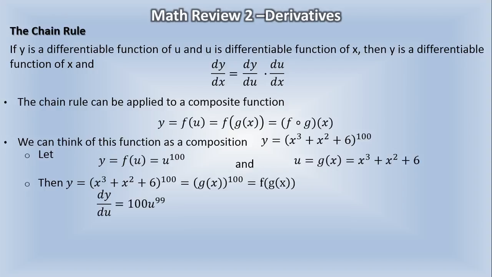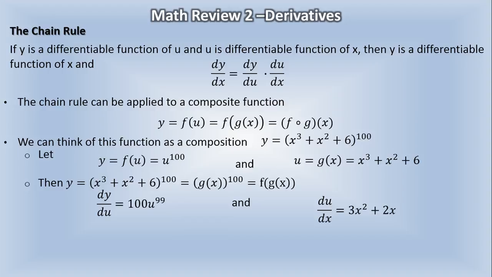So to get the derivative of the entire function, we take the derivative of the outside function first. So here's a power function. You multiply the whole thing by 100, subtract 1 from the exponent. So you have 100u raised to the 99th power. That's the derivative of the outside function. And then you take the derivative of the inside function, which is a sum of these three functions. So you're going to have 3 times x, subtract 1 from the exponent, so 3x squared, plus 2x raised to the power 2 minus 1, so 2x, and then plus the derivative of 6, which is a constant, which is 0.